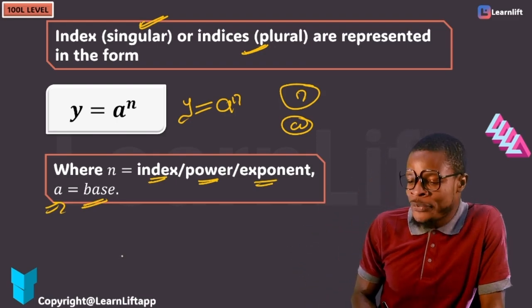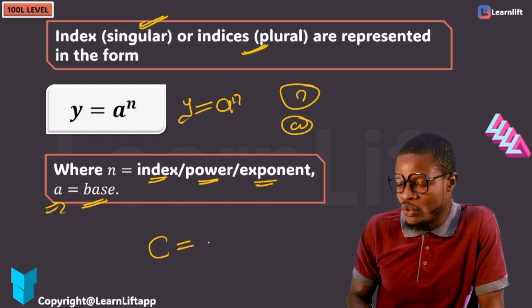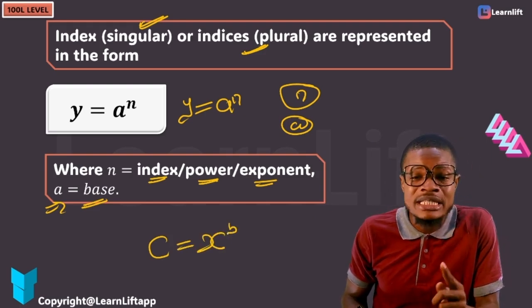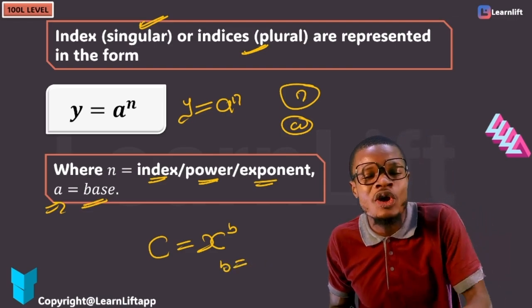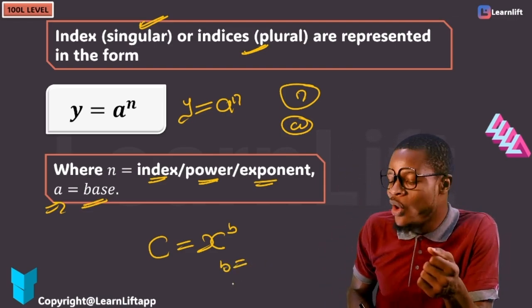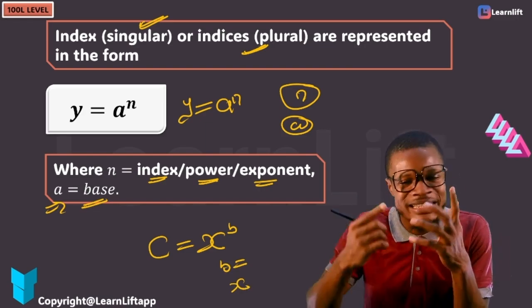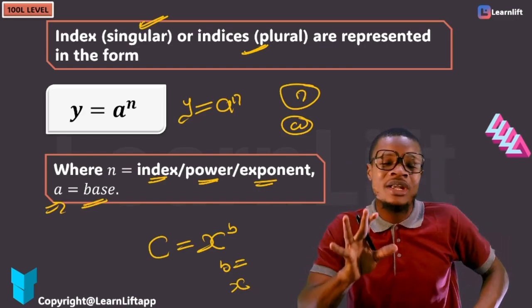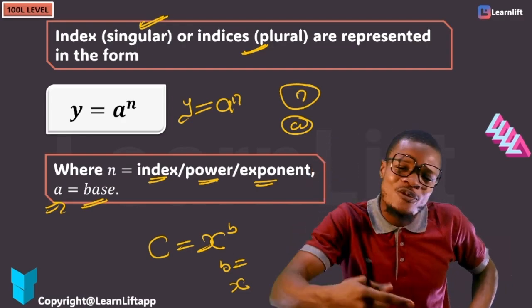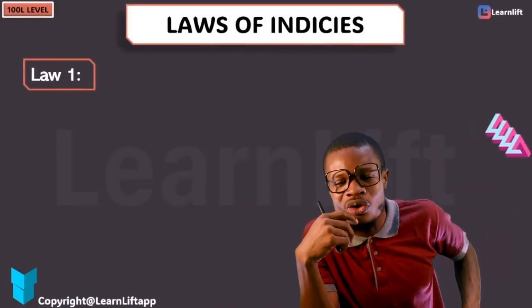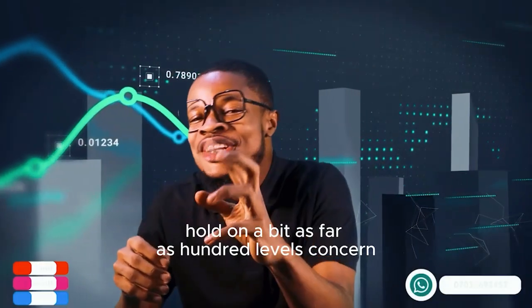Let me say c is equal to x raised to the power of b. Now the question is, what is our b here? B here is equal to the index or the par or the exponent. X there is the base. It's as simple as that. If you understand that and you are truly sure you do understand it well, follow me as we look at the laws of indices.